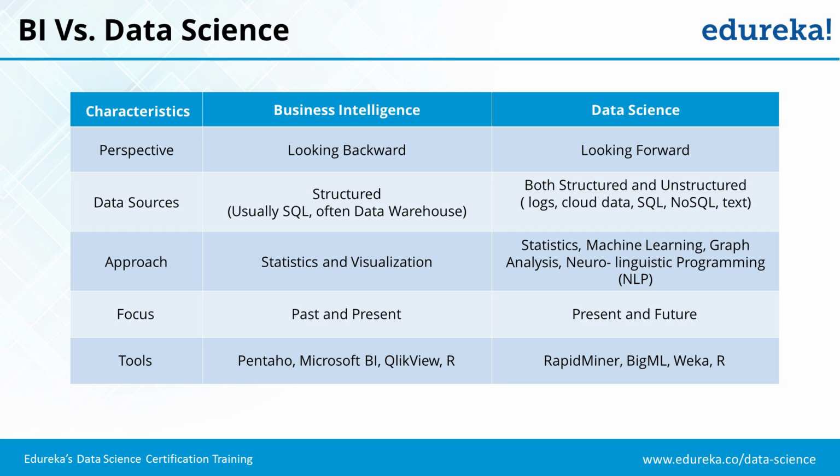Approach in business intelligence is more about statistics and visualization, whereas in data science there is statistics, machine learning, graph analysis, a lot of new technologies that are involved in actually developing those technologies. Focus is past and present in business intelligence, as we said, looking backward, and in data science it is present and future. Tools used for business intelligence were Pentaho, Microsoft BI, ClickView, whereas in data science we are actually using R, Python, RapidMiner, Weka. These are the tools that one needs to master for data science.